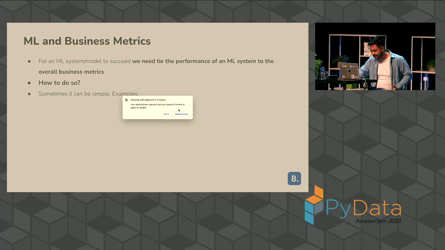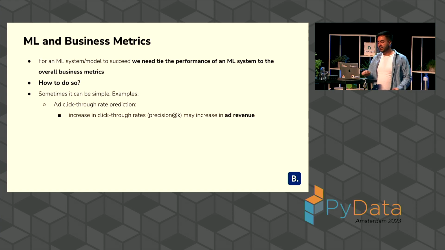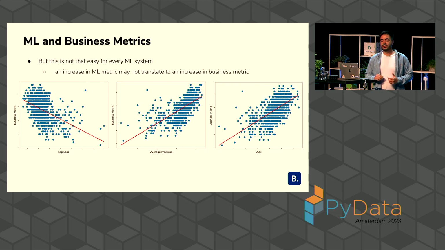And how to do so? Well, sometimes it can be simple. One example is ad click-through rate prediction, where if we increase the precision of this ML system, we may increase ad revenue, right? Another example which is simple to tie is fraud detection, where if you increase the precision of the fraud detection model, you might actually save costs for the business. In those cases you can map the ML metric and the business metric directly. Unfortunately, this is not the case for all ML systems and all ML problems. Here I'm showing an example for my problem, which I'll present later in this presentation, where if you look at the ML metrics and the business metrics, they don't correlate that strongly. Especially for very strong ML metrics like log loss for classification, in my case it doesn't show a high correlation to the business metric.